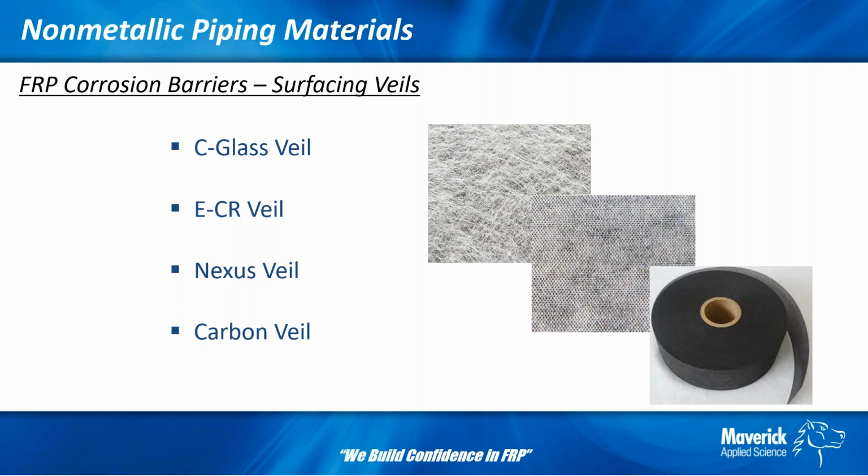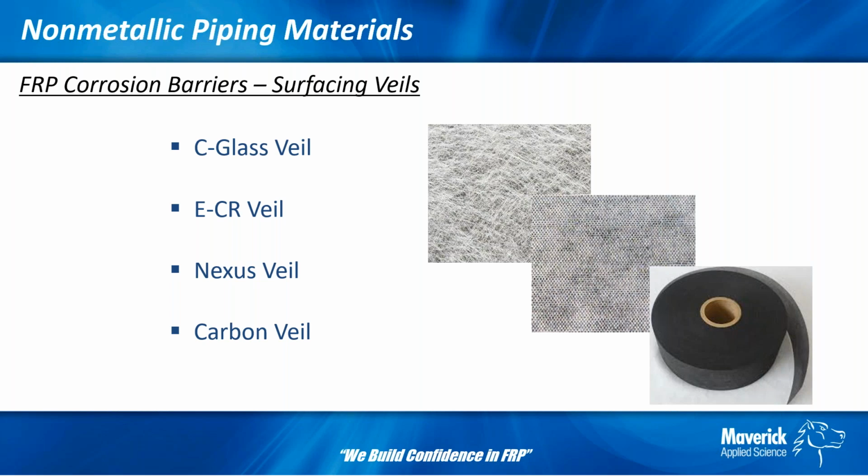And then carbon veils are something that's beginning to come into use more. Where we're seeing a very aggressive acid attack, we might go to a carbon veil, like with HCl. We find that carbon works much better than even C glass for that. It is a little bit more expensive, but for the amount of material you're putting in, it's not substantial.